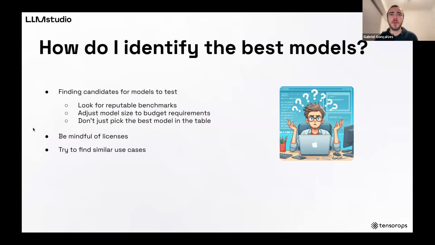But don't just pick the best one in the table. Try to pick more than one, and I'm going to explain to you why in a bit. And also be mindful of the licenses of these models and try to find benchmarks that fit your use case instead of just the most generic ones that tend to be a bit more popular.